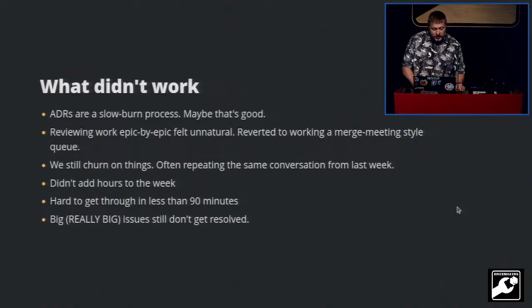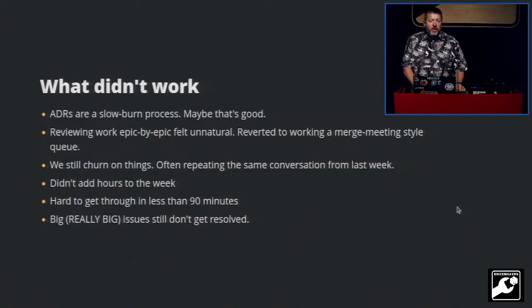Let's see. So what didn't work? ADRs are still a slow burn process. There's only about 5 or 6 of them. ADR 000 was great, was fantastic. The other ADRs, they pop up, they get discussed, but I haven't seen them make a huge difference. They're useful, but it's more of a slow burn. We're learning to work with those things.